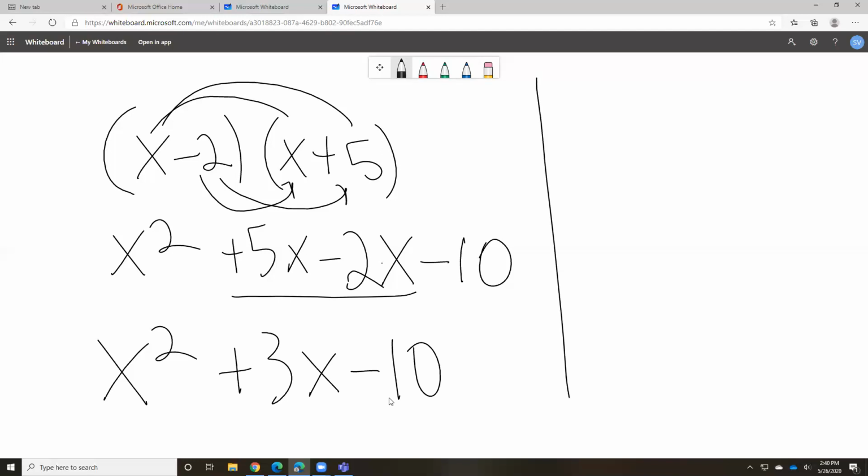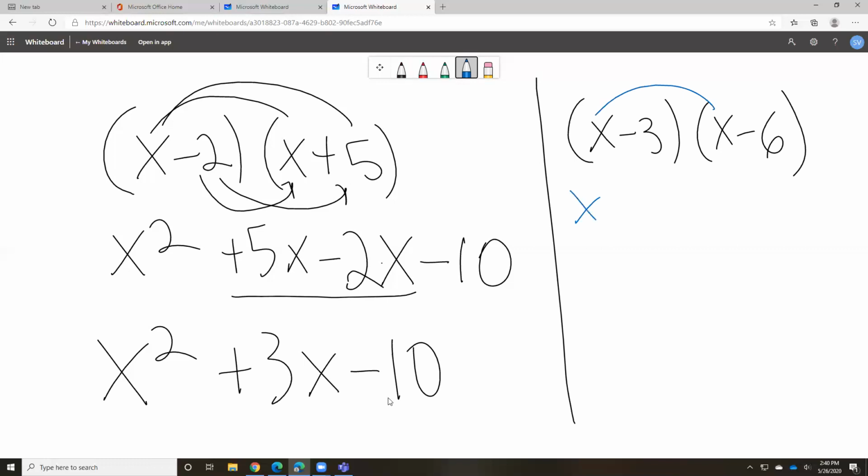Let's do one with two negatives. Some crazy numbers like x minus 3, not crazy, and x minus 6. All right, so again, x times x is x to the second power. X times negative 6, by now we should know, is negative 6x. And now we do the negative 3. Negative 3 times x is just negative 3x.